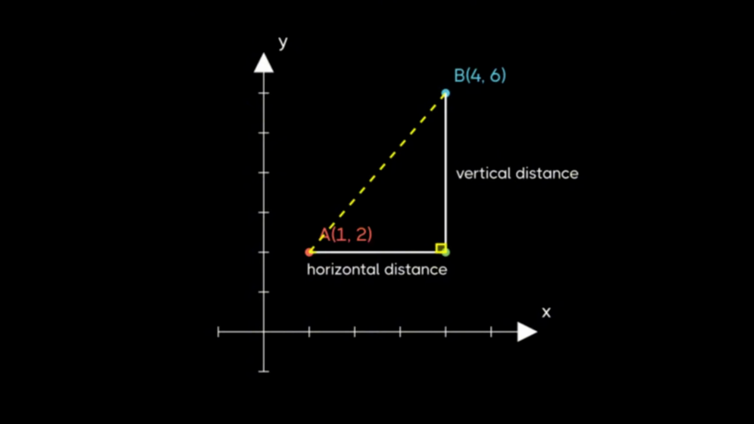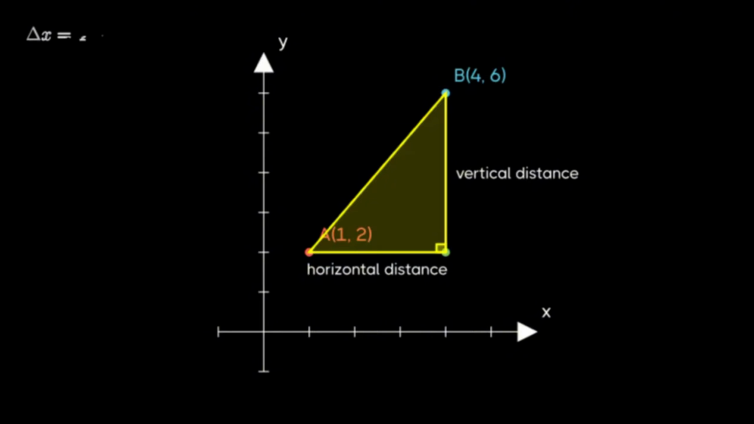We've now formed a right triangle where the distance we want to find between points A and B is the hypotenuse. The horizontal side represents the change in x, and the vertical side represents the change in y. This geometric setup allows us to apply the Pythagorean theorem directly. Let's calculate the length of each leg of our triangle. The horizontal distance is the difference between the x-coordinates, 4 minus 1, giving us 3 units. We can think of this as the run in our right triangle.